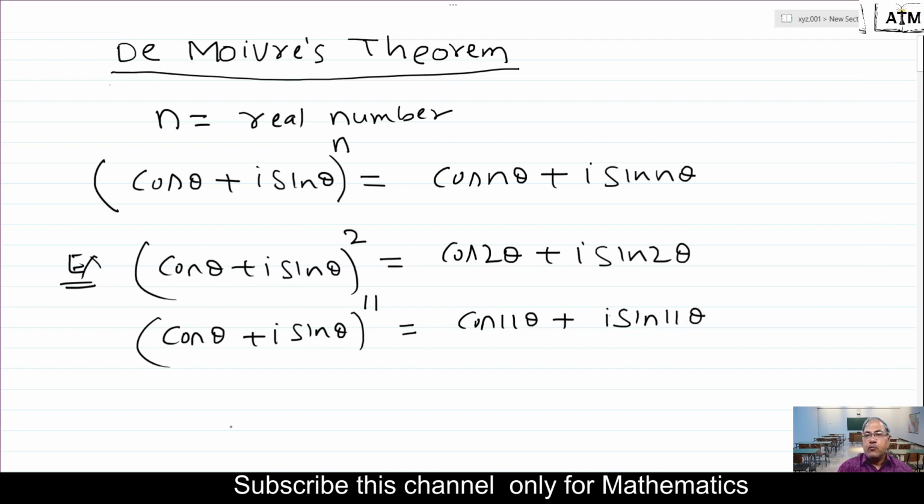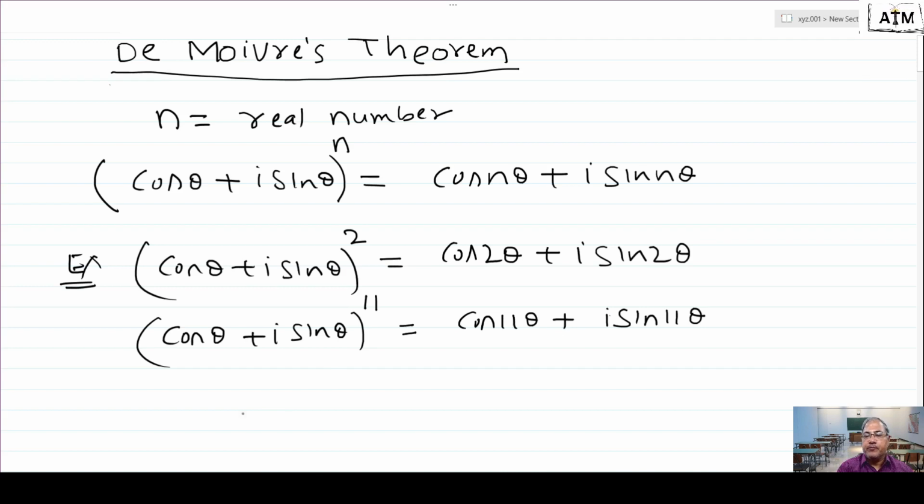So by using de Moivre's theorem, we can easily expand the given complex number written in polar form. This is the polar form of the complex number, and if you want to expand it to any given index, you can easily get the answer. This is the best use of de Moivre's theorem.